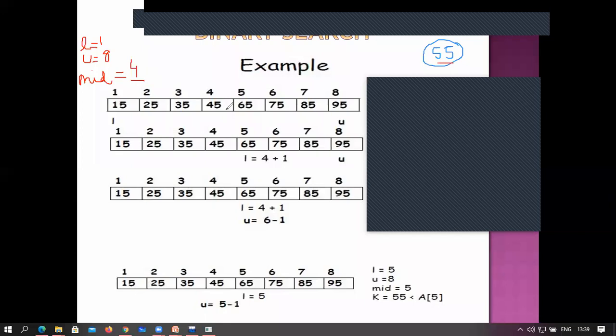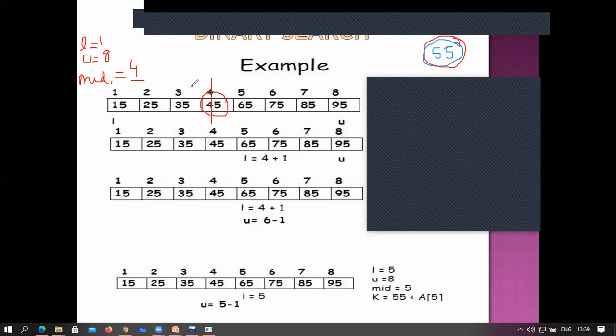Ma'am, now the array will be divided into two parts. नहीं, first before that, हो सकता है हमारा element middle element के equal हो. So what is the element that I want to search for? Ma'am, 55. 55 is equal to 45? No, ma'am. No, that means ये element को हमने बाद में consider करना.